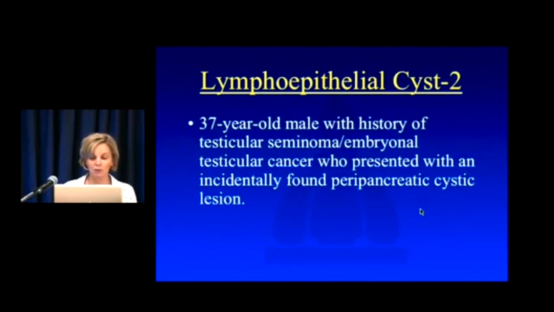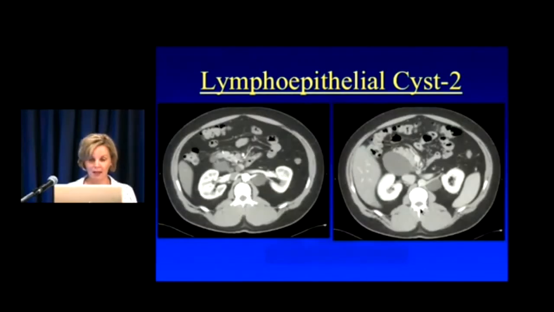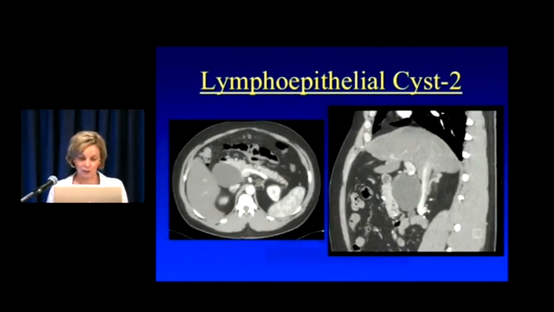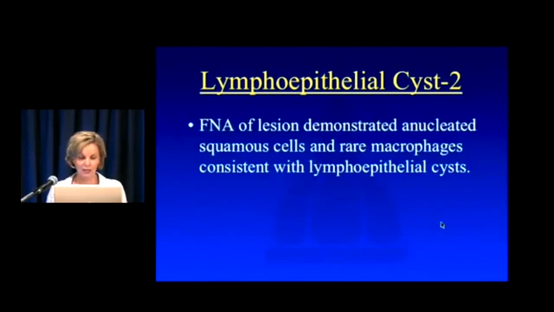Another patient, 37-year-old, history of testicular cancer, who presented with an incidental mass. Now, sometimes testicular cancer can give you cystic metastasis or cystic lymph nodes, so these tend to be a little bit of an issue in this case. You can see it looks very much like the other one. This one's in the head, though. And it looks like a kidney cyst, right? It just happens to be touching the pancreas. So there it is again in the axial and a sagittal image. They did FNA and found the squamous cells, so we knew that it was a lymphoepithelial cyst.